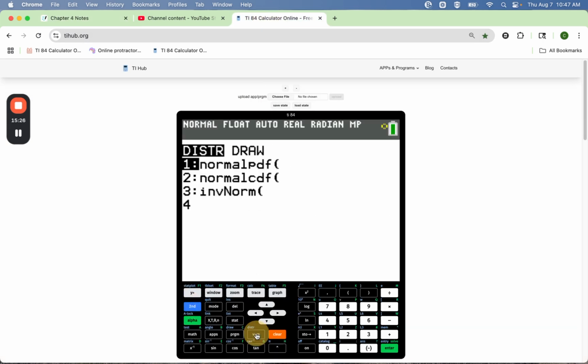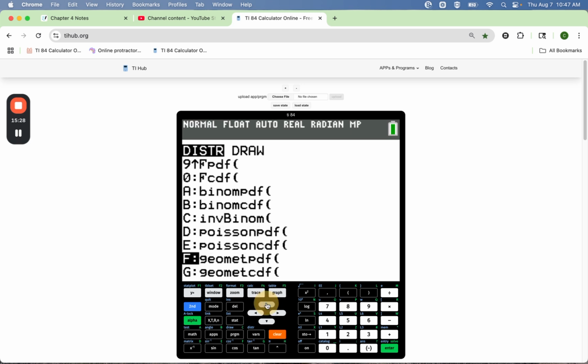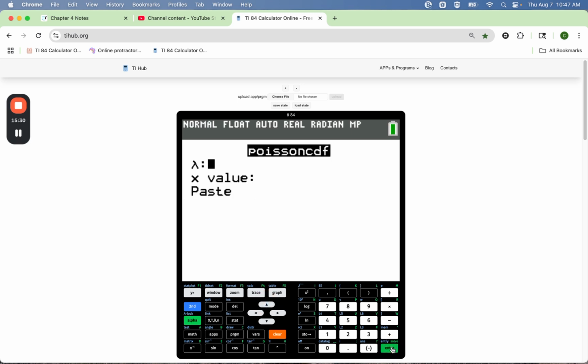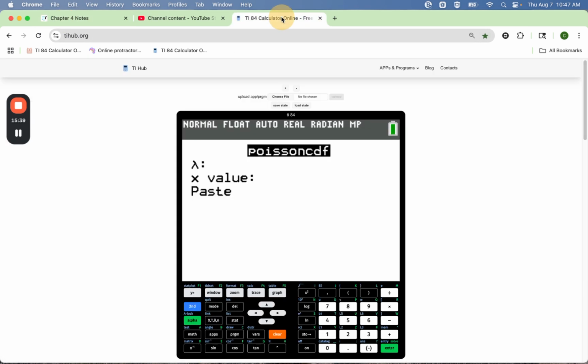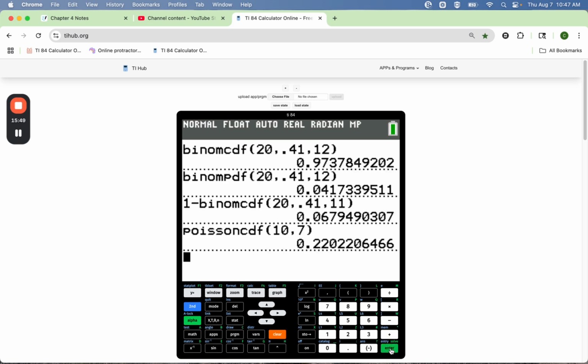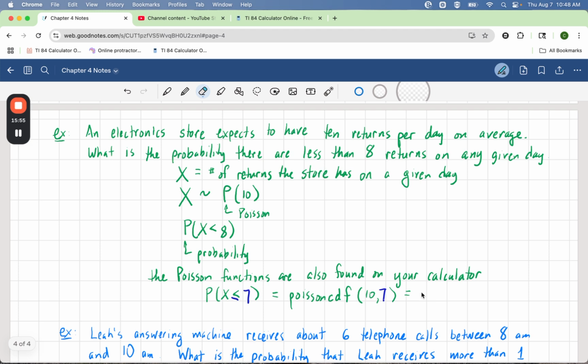Second, Distra again, Poisson CDF. The mu value is 10. They use lambda, but it's 10, and they want an x value of 7. So that's going to give less than or equal to 7. Paste it, and you get 0.2202.